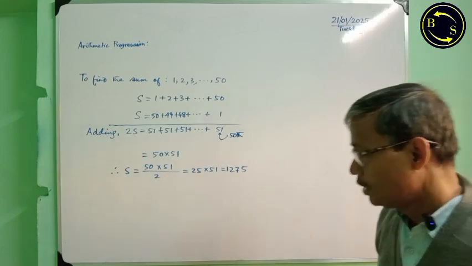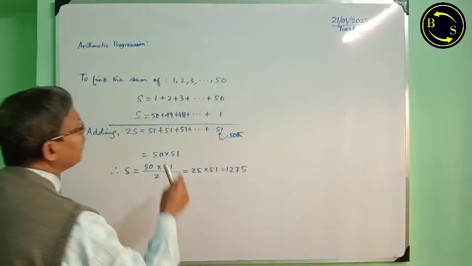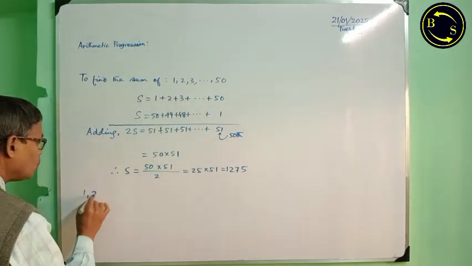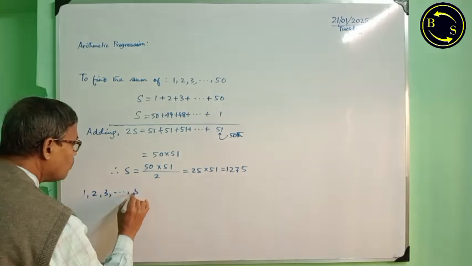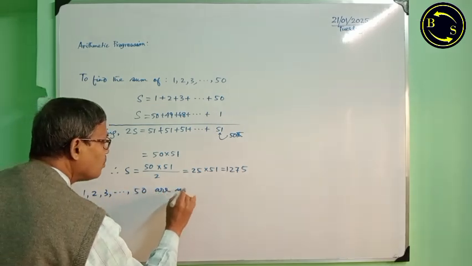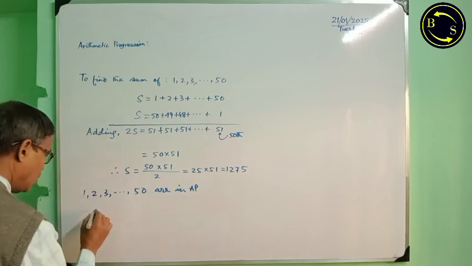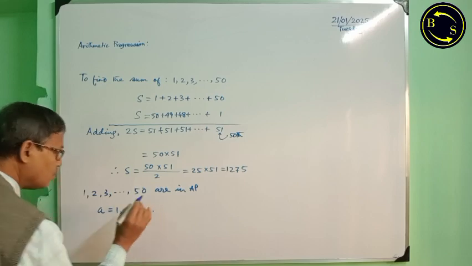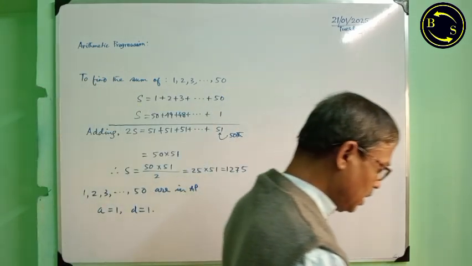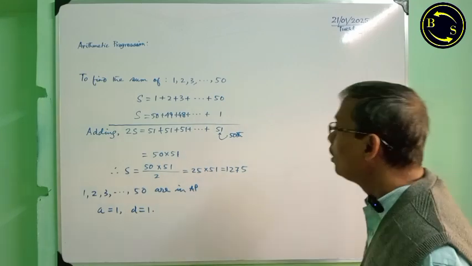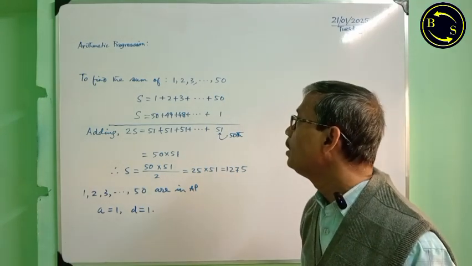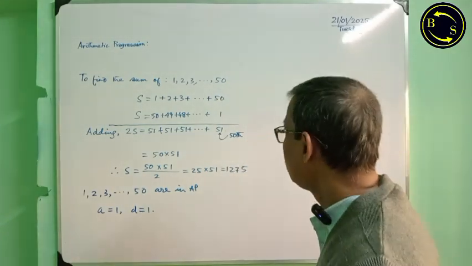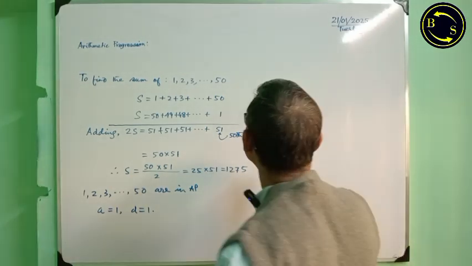This was the method. Now, we find these are in AP. 1, 2, 3, up to 50 are in AP. Here, the first term is 1, the common difference is 1. Now, if I get numbers which are in AP, how to get the sum of the numbers? That is the theory I am going to discuss.